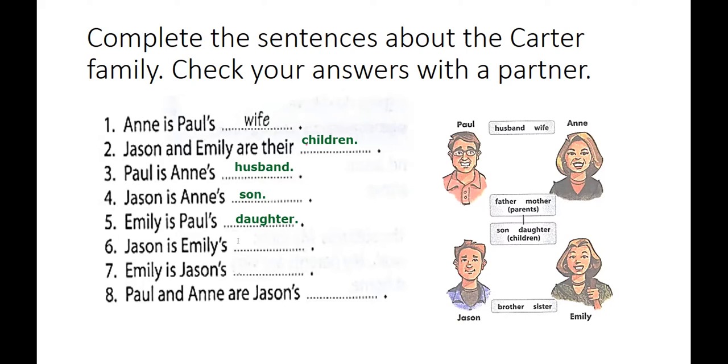Arita. Miss Arita, number six. Number six. Jason is Emily's brother. Jason is Emily's brother. Perfect. Number seven. Who's next, Arita? Jennifer. Okay, Jennifer. Yes. Emily is Jason's sister. Okay, Emily is Jason's sister. Okay, very good. It's Jason's sister. Okay, very good. And the last one, Jennifer, who's the last one? ¿Es con otra persona, Jennifer? Fausto. Fausto. Okay. Paul and Anne are Jason's parents. Parents. Okay, very good. Very good.